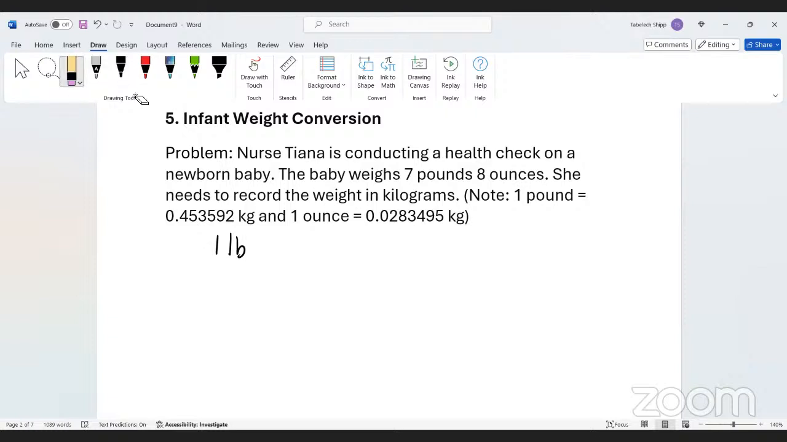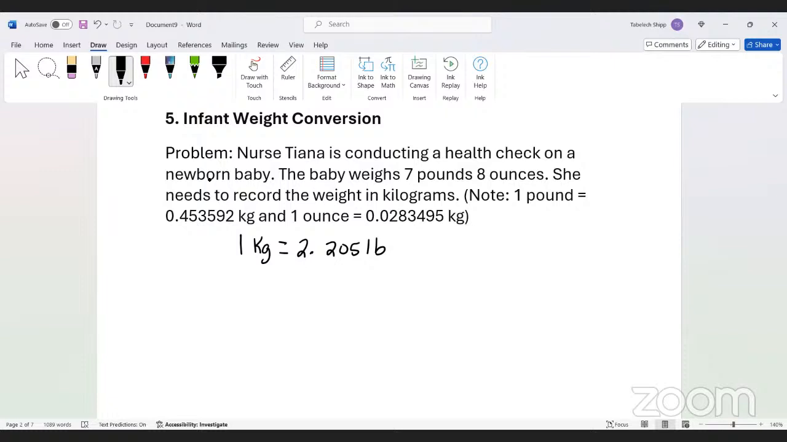Or excuse me, let me rephrase that. That 1 kilogram equals 2.205 pounds, okay? But see, in this case, they gave you pounds and ounces within the same problem. So you're going to have to do 2 conversions in this particular example.